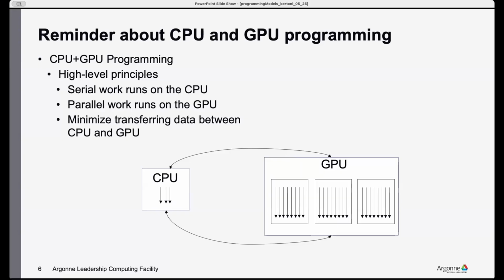But of course, one thing to keep in mind is that data transfer between the CPU and GPU is relatively slow. It's typically orders of magnitude slower to transfer data from the CPU to the GPU and vice versa than it is to just touch data in the memory on the CPU or data in the memory on the GPU. So it's usually best to keep the data on the CPU if you need it there, or on the GPU if you need it there, and to minimize data transfers.